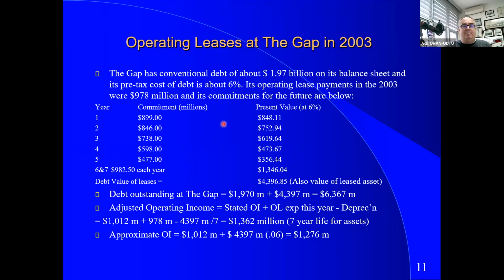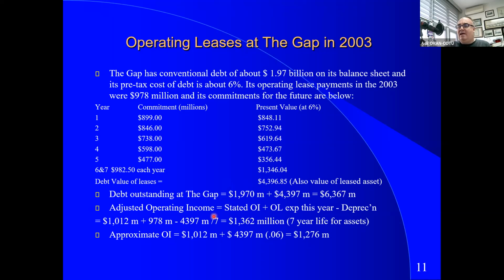The present value of these commitments discounted at 6% per year gives us these amounts, and these also discounted give us this. Adding all of them up, 4.4 billion approximately. So this is actually also part of your debt, which we don't see in the regular financial statements. So the actual debt outstanding of the Gap isn't 2 billion. It's more like 6.4 billion. Okay, so much more debt than we originally had thought.